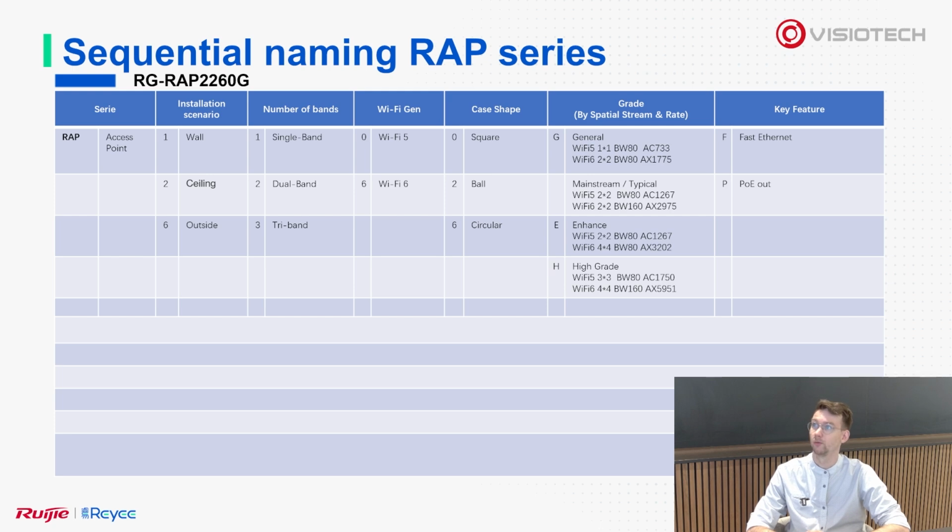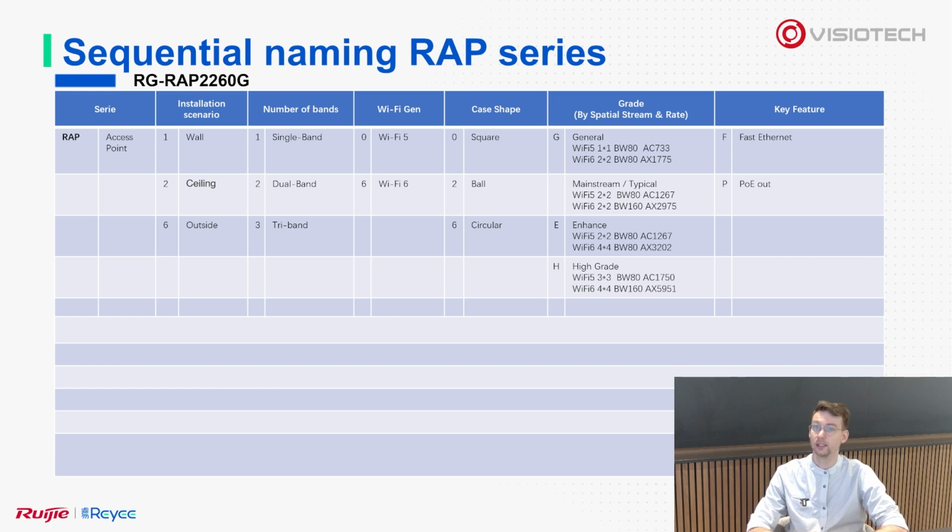Then next up, we have the number of bands: if it's just a single band, a dual band, or even a tri-band with the higher end devices. Then we have different types of Wi-Fi generations. In this case, if it's a Wi-Fi 5 or a Wi-Fi 6 generation. Later on, you're going to see that we also have another naming scale for the second series of the access points, where we also have more Wi-Fi generations.